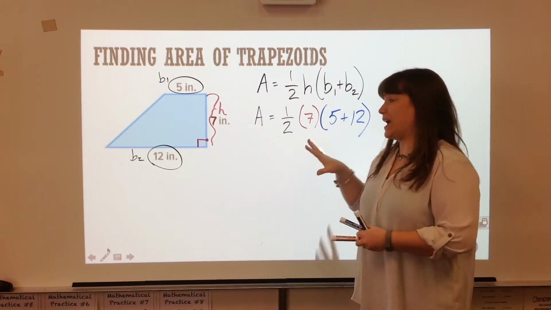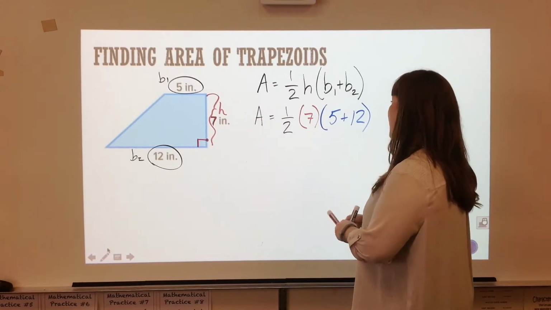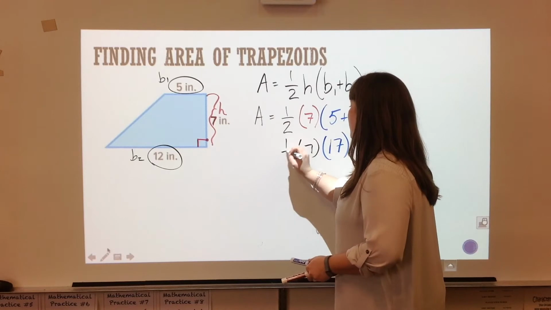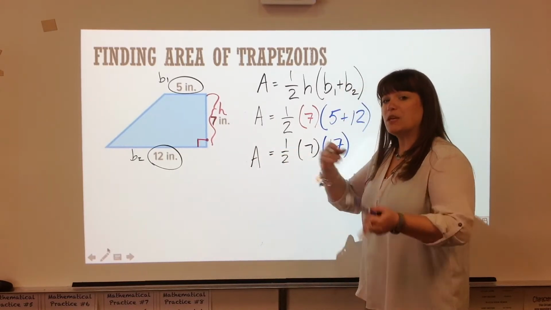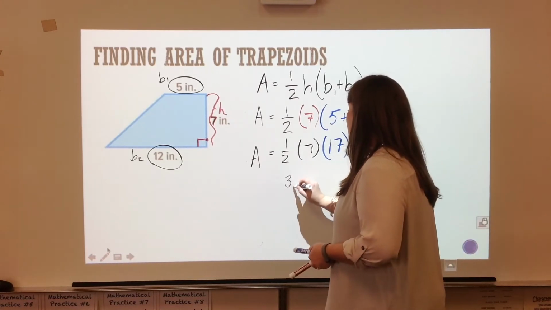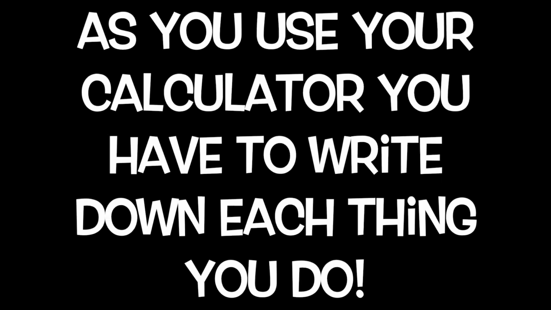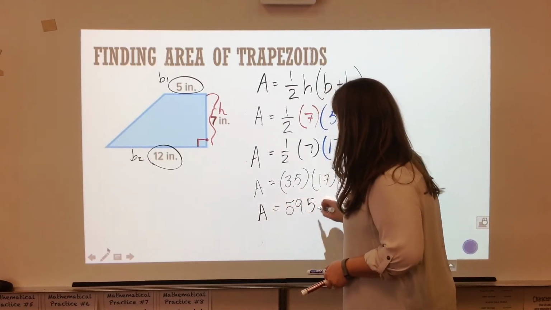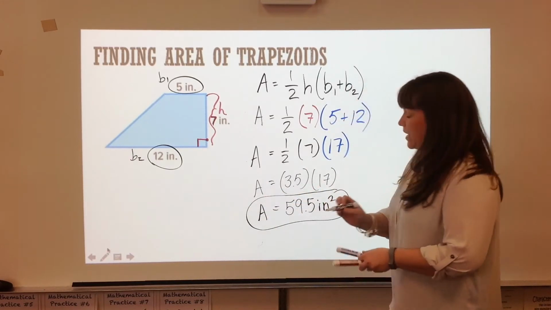It's very important that we add first, and then we can multiply in any way we want. So 5 and 12 is 17, and now we have a 7 and a 1/2, and we're multiplying all of them. At this point, you can take your calculator, take half of 7, that would be 3.5, and then multiply that by 17. When we do, we get 59.5. Remember, our inches squared is our unit to end things off.